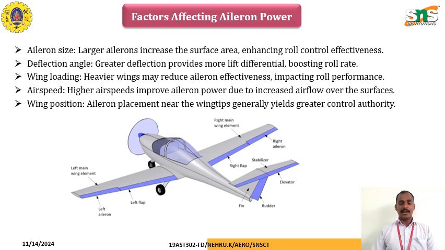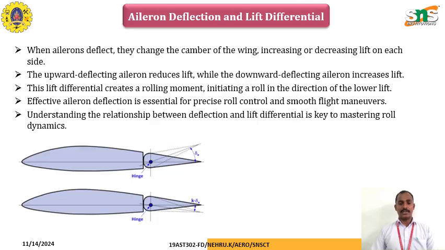Coming to the aileron size, larger aileron increases the surface area, which enhances the roll control effectiveness. The greater deflection provides more lift difference, which boosts the roll rate of the airplane. Next, heavier wings may reduce aileron effectiveness, which impairs rolling performance, and the higher airspeed improves aileron power due to increased airflow over the surfaces. And the aileron placement near the wingtip generally leads to greater control authority.